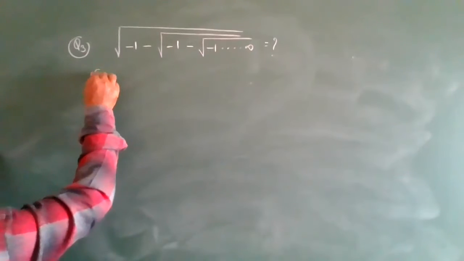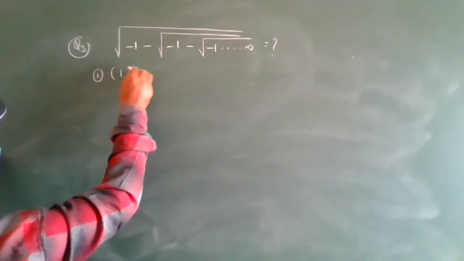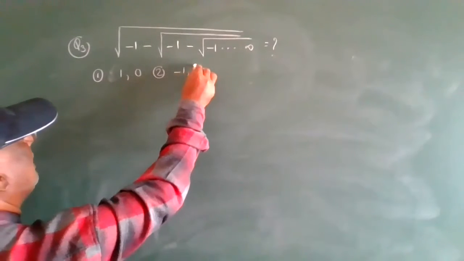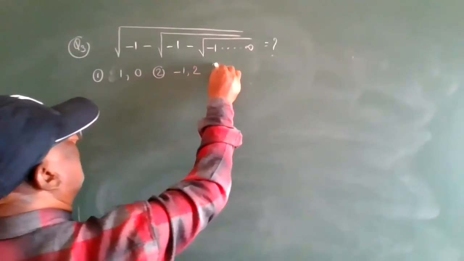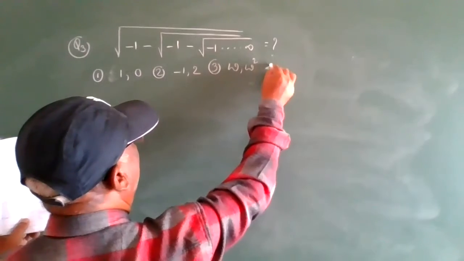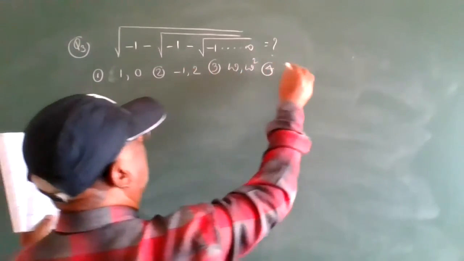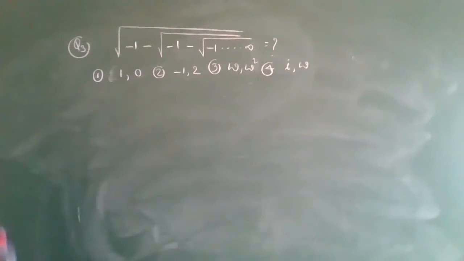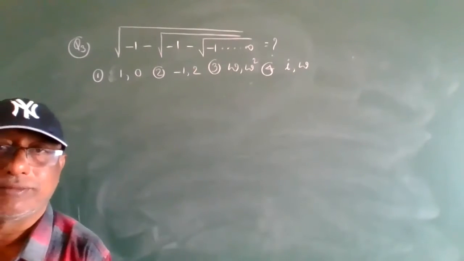Options are also given. First option is 1 comma 0. Second option is minus 1 comma 2. Third option is omega comma omega square. Fourth option is i comma omega. These are the given options.